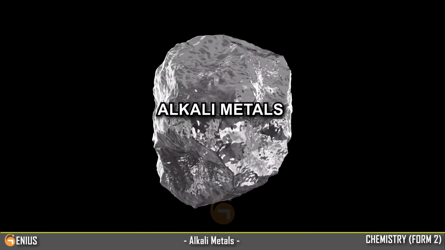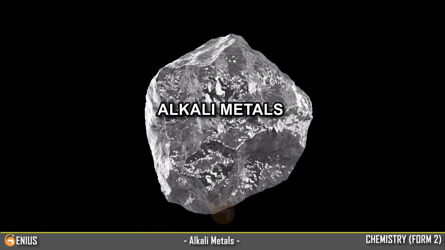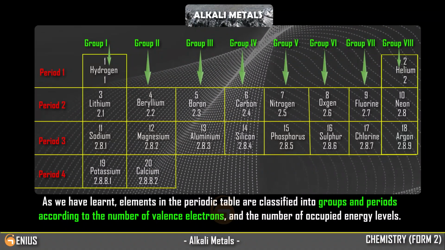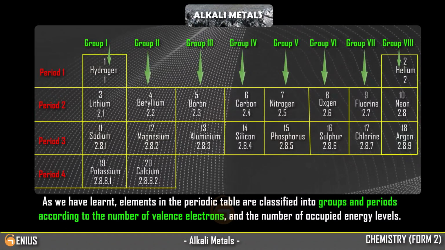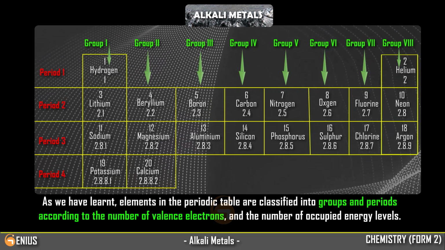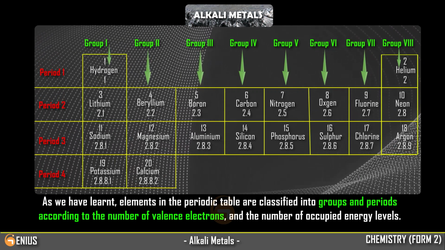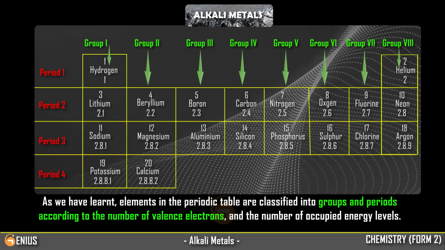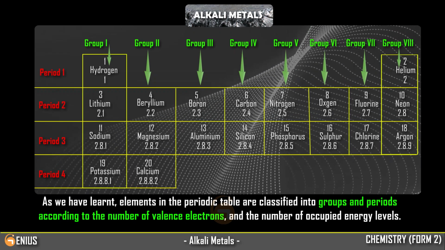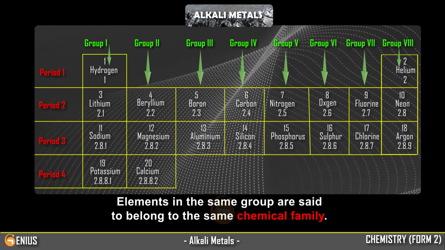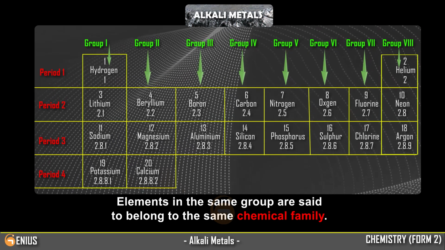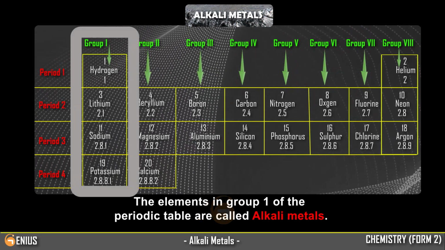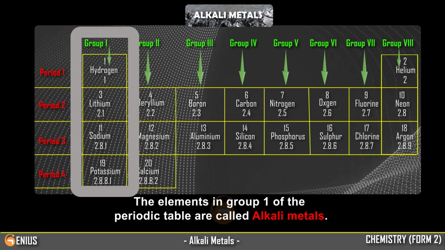Alkali metals. As we have learnt, elements in the periodic table are classified into groups and periods according to the number of valence electrons and the number of occupied energy levels. Elements in the same group are said to belong to the same chemical family. The elements in Group 1 of the periodic table are called alkali metals.